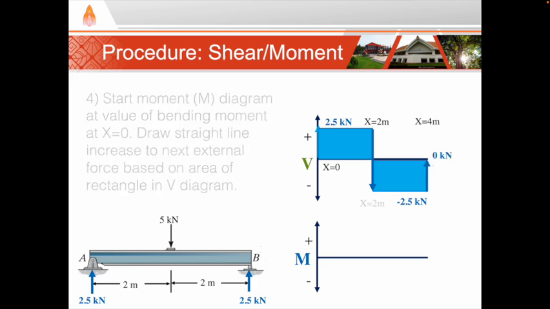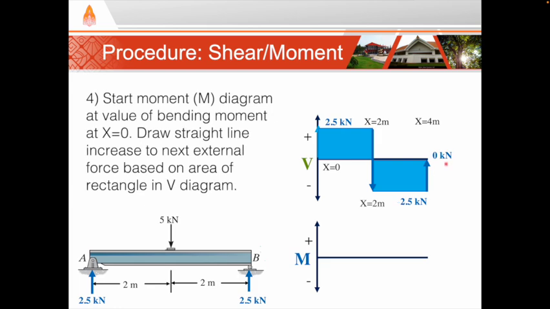The fourth step is to go to the moment diagram and start at the beginning of the x-axis with the value of the moment at that point. The moment in this example is 0 at the end, so we start at 0. Then, determine the area under the rectangle for the shear diagram. The area of this rectangle is 2.5 kilonewtons times 2 meters, or 5 kilonewton meters.